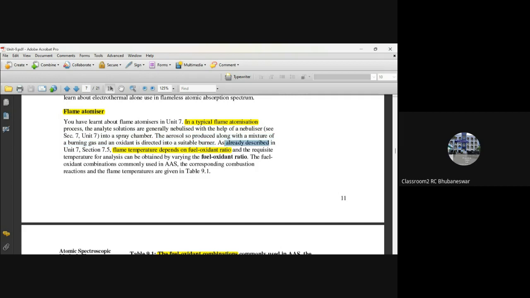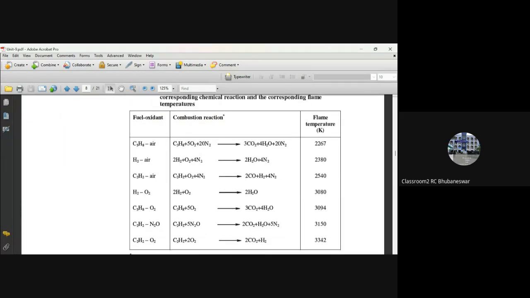As already described in your previous unit, the flame temperature depends on the fuel oxidant ratio. See, if you are having fuel, there should be oxidant also, and flame temperature depends on that. So the fuel oxidant ratio is very, very important as far as this flame atomizer is concerned. So fuel oxidant combinations commonly used in AAS, and the corresponding combustion reactions and flame temperatures, are given in this table. So this is the fuel oxidant.